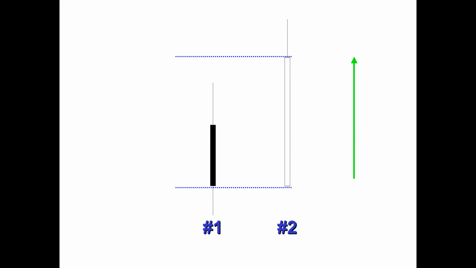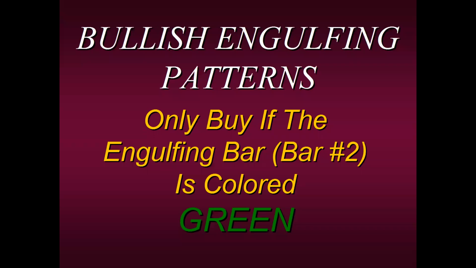But how can we increase that? Well, here's the process. We're only going to buy if the engulfing bar, that's bar number 2, is colored green. All right, that's it. We don't care what the bars were colored before. We don't care what the bars are colored afterwards.